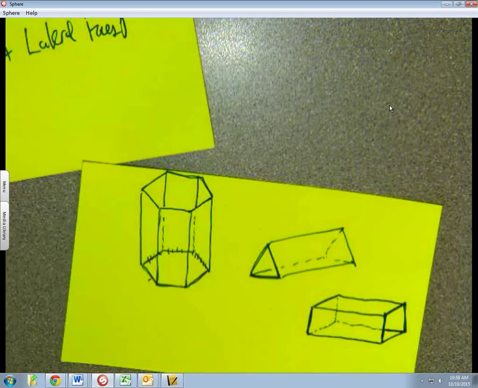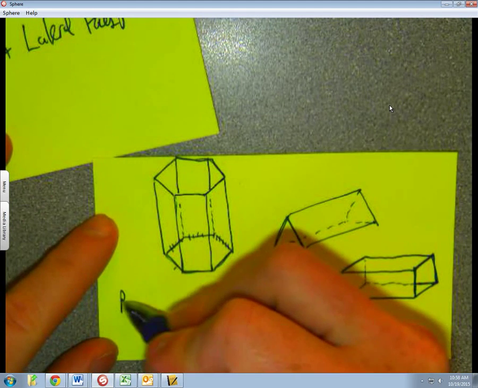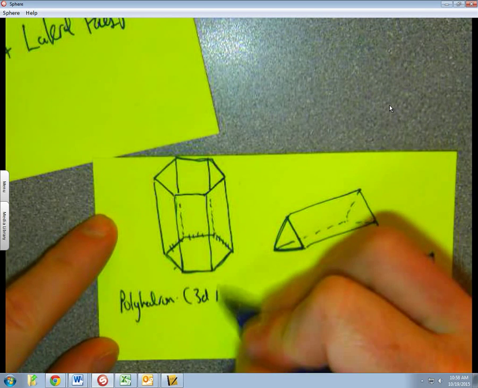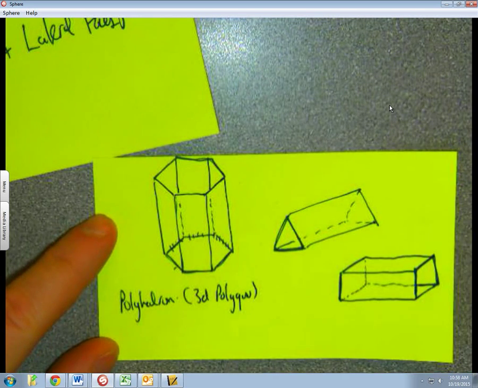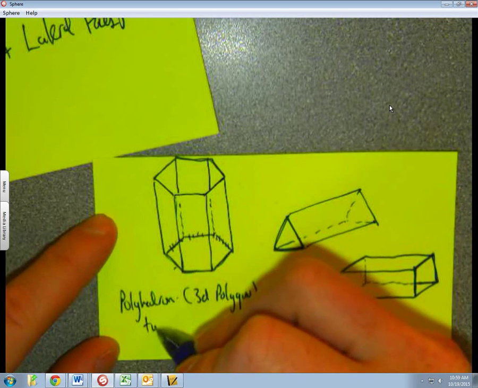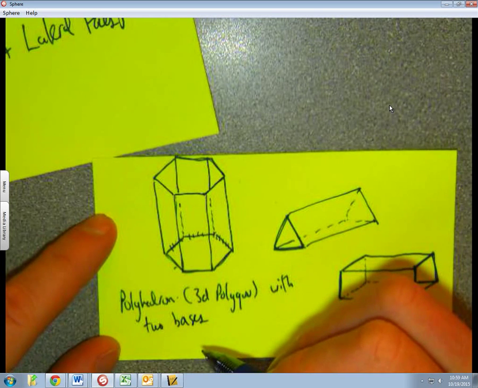Okay. So it is a polyhedron, which is a 3D polygon. The two faces are with two bases and lateral faces. Two bases of the same size.